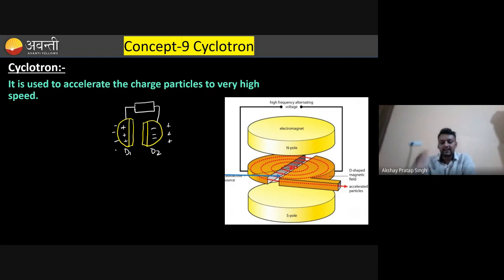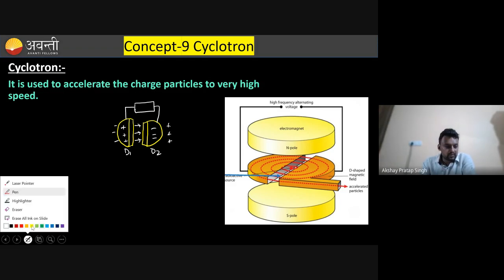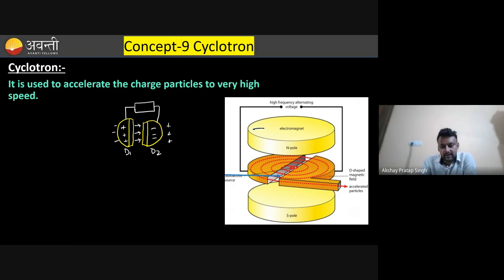Now you can imagine that if this plate is positively charged and this plate is negatively charged, there will be an electric field like this. Clear? And due to these magnetic poles, this is the south pole, this is the north pole, there is a magnetic field in the downward direction from the north pole to the south pole.